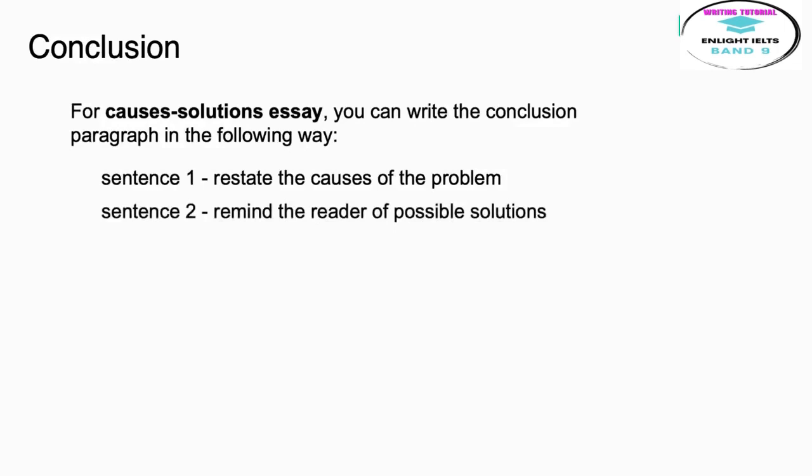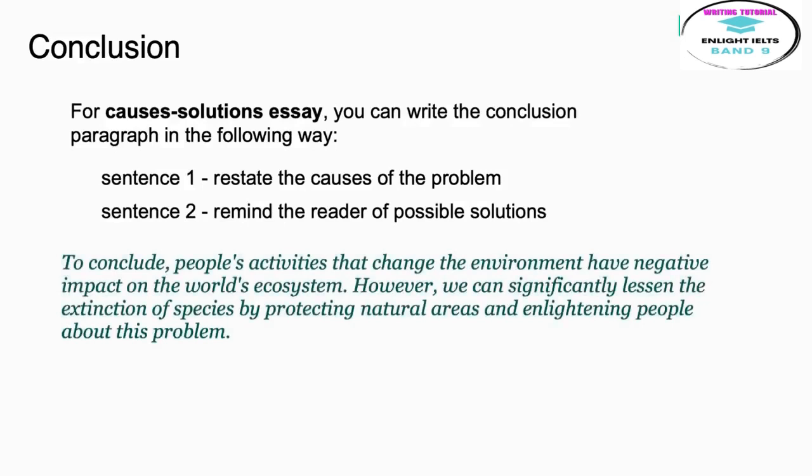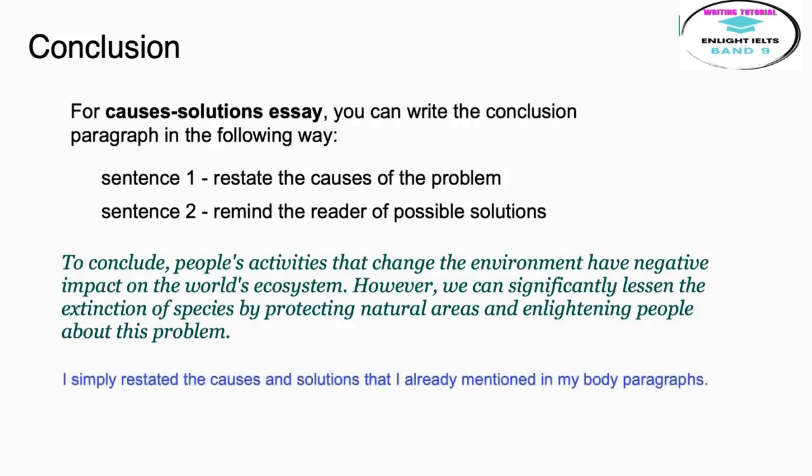And here is my conclusion. To conclude, people's activities that change the environment have negative impact on the world's ecosystem. However, we can significantly lessen the extinction of species by protecting natural areas and enlightening people about this problem. I simply restated the causes and solutions that I already mentioned in my body paragraphs. Remember, you should not put any new ideas into your conclusion.